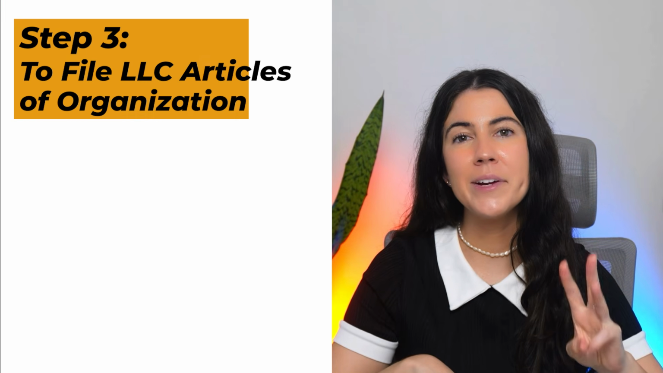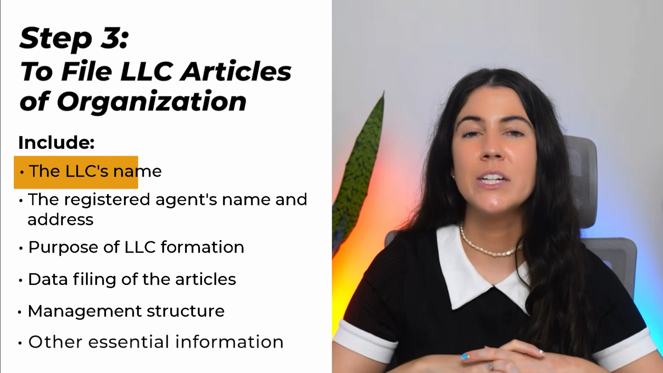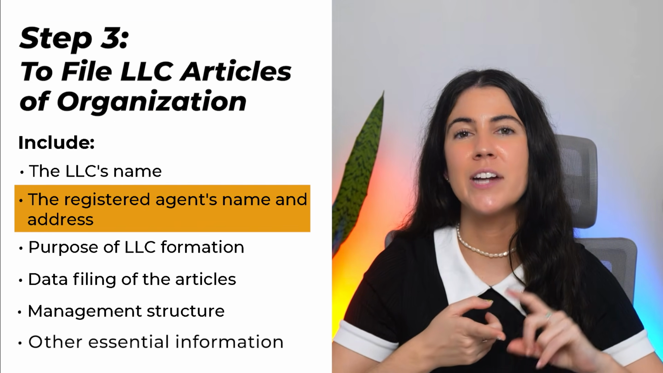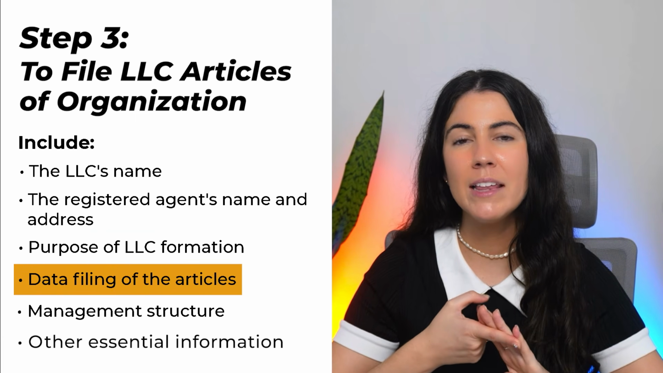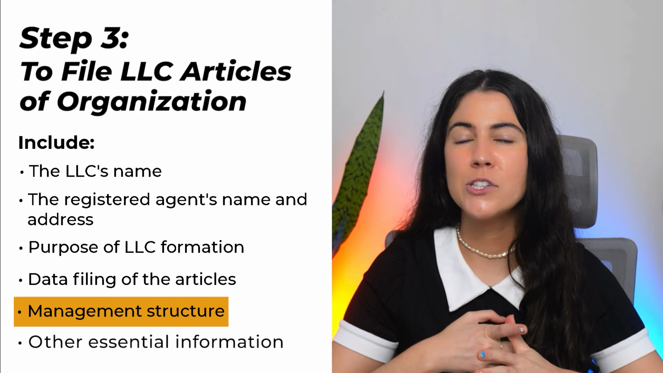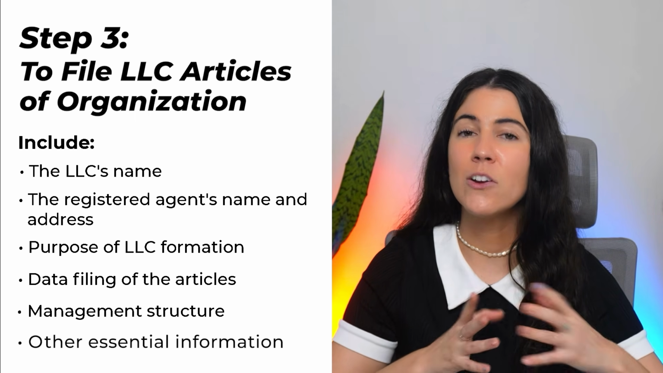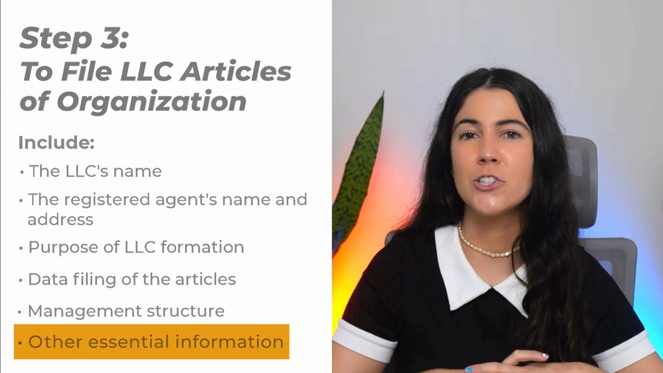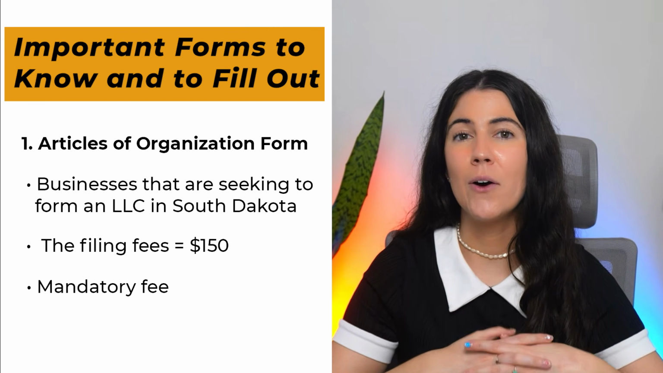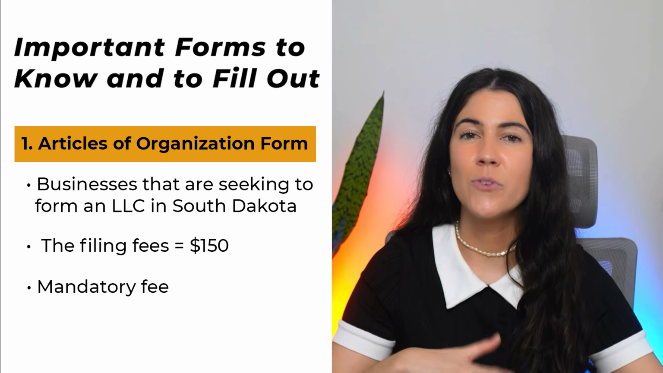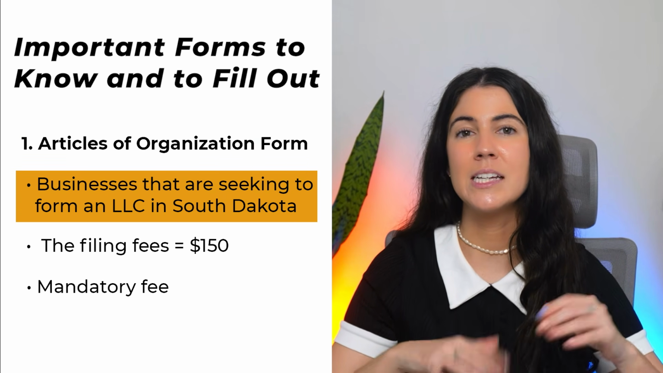Okay, so step 3 is to actually file your LLC articles of organization. This is going to include the LLC's name, the registered agent's name and address, purpose of LLC formation, date of filing of the articles, management structure, so who are the actual managers of this company, and also a bunch of other really important information. When it comes to the process of doing this, there's a form that you'll need to know about and fill out. This is the Articles of Organization form, and it's for businesses that are seeking to form an LLC in South Dakota.